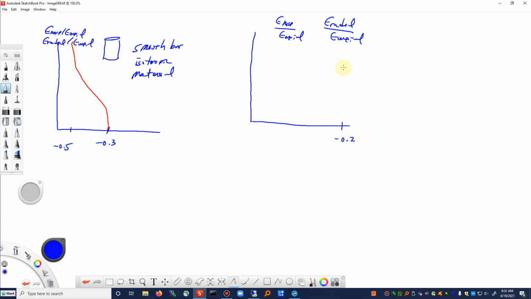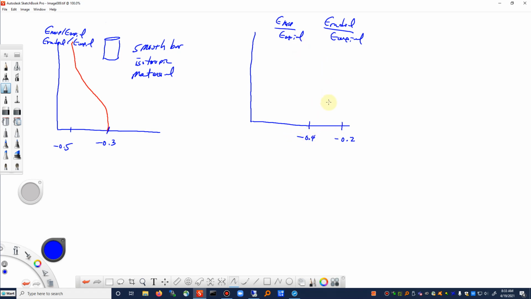Okay. Now the radial over the axial, that's going to change a little bit too, because we have a multiaxial stress state as opposed to a uniaxial stress state. So maybe that changes a little bit over here. So maybe I'm just going to make up a number. Maybe that's around minus 0.4.